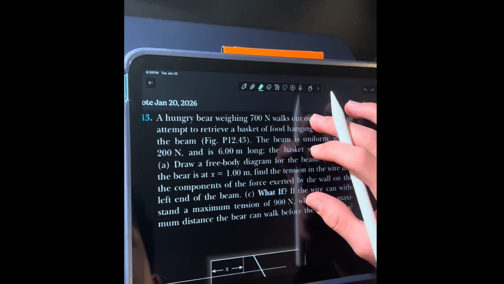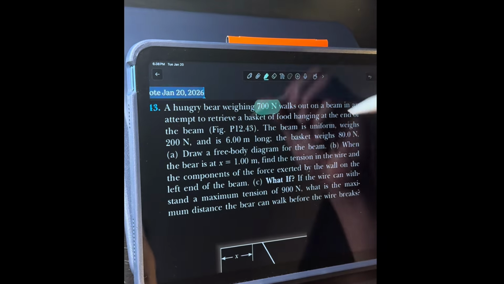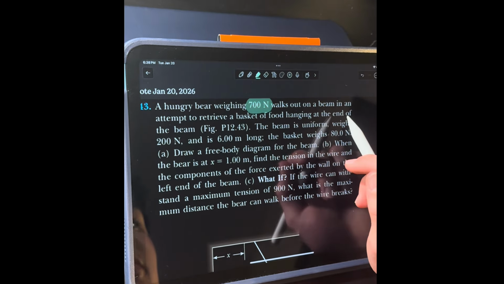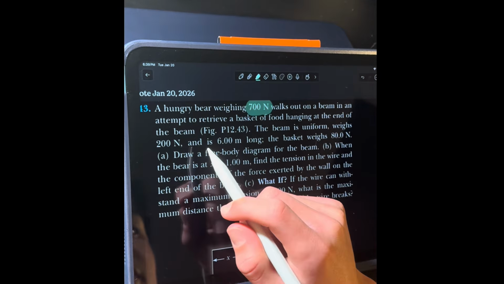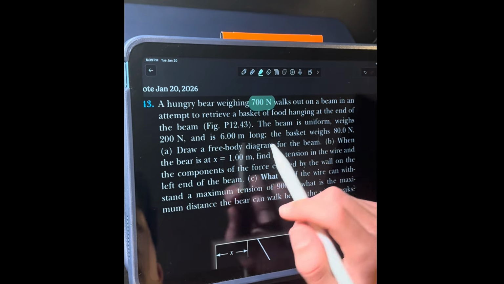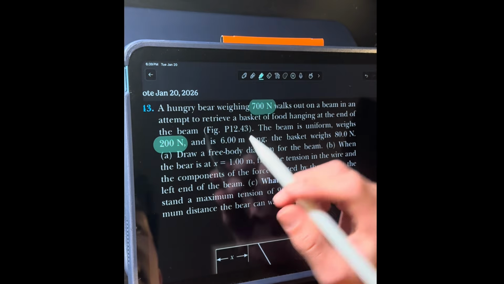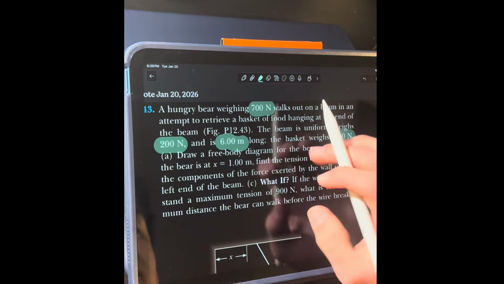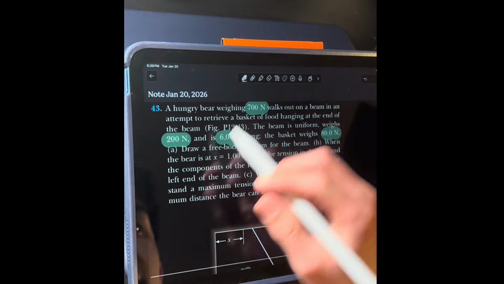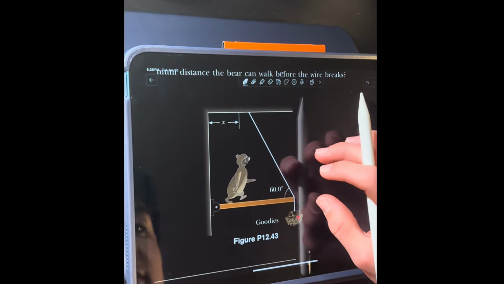So for our Unit 5 practice problem, here we have a practice problem about torque. I'll go ahead and read the question. A hungry bear weighing 700 newtons walks out on a beam in an attempt to retrieve a basket of food hanging at the end of the beam. The beam is uniform, weighs 200 newtons, and is 6 meters long. The basket weighs 80 newtons. Part A is asking to draw a free body diagram for the beam. So first, let's take a look at the beam.